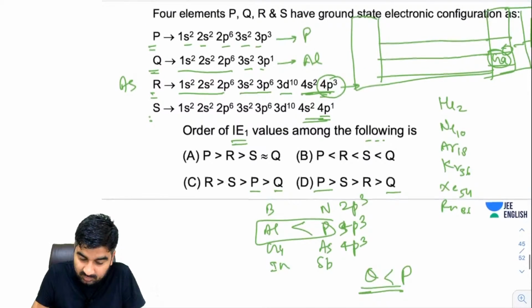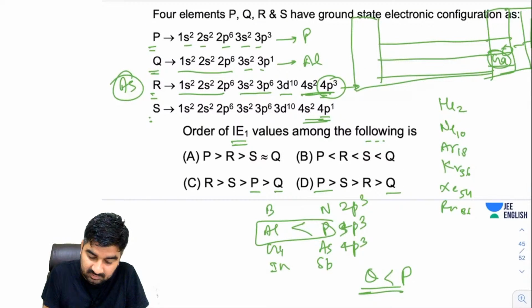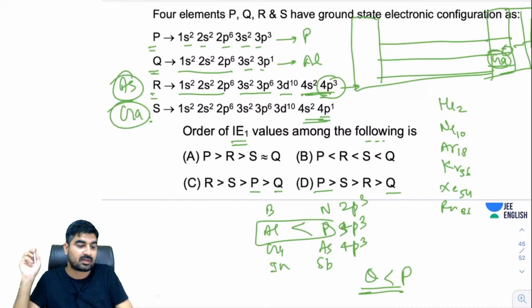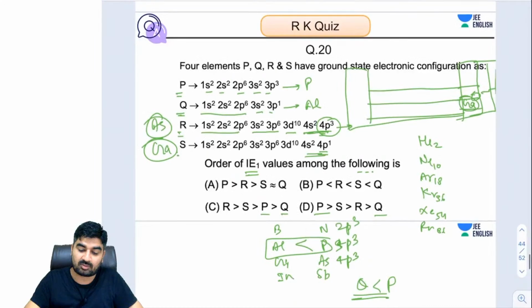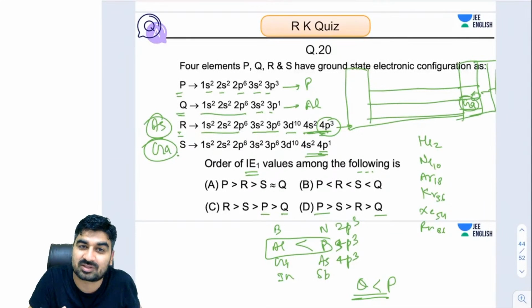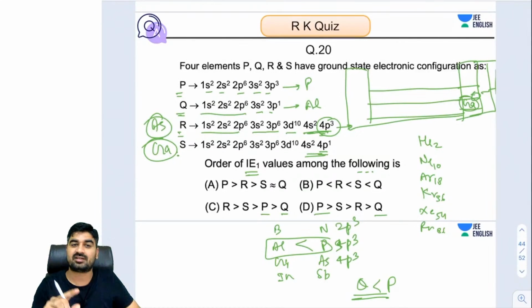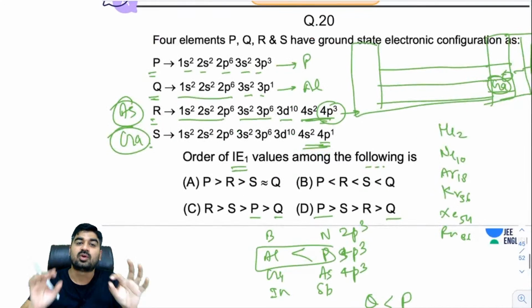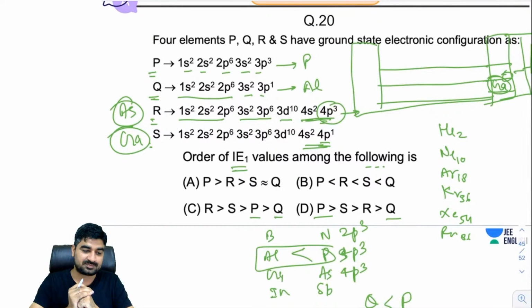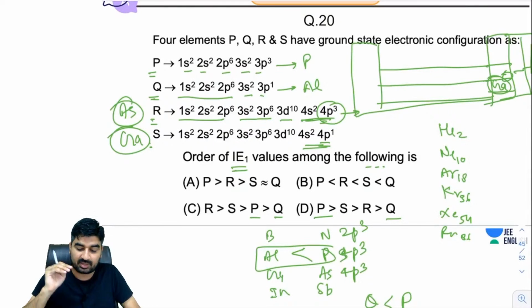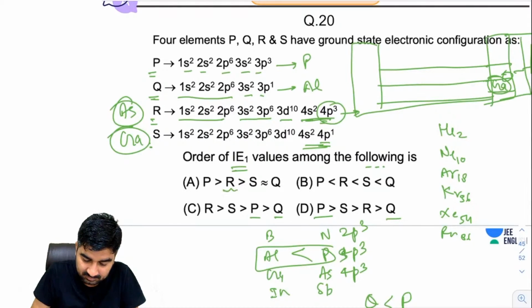Now I have to check for this As and this Ga. Now what will I do? This is the tough problem, and you have to go through my lecture to solve it. In my lecture I have shown you all the ionization energy data. Yes, Manish says A, Kushal says A, Monica says A. How? Now compare R and S and Q.